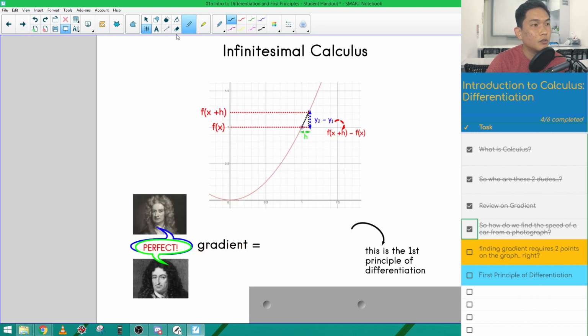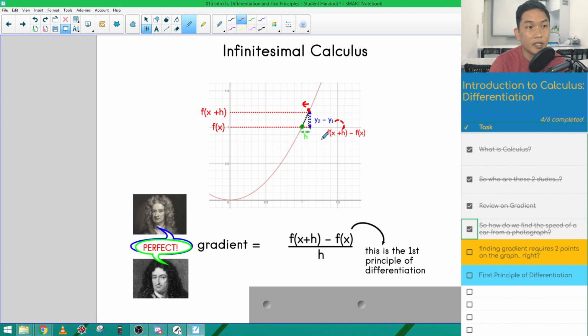So both of them agree that we can find the gradient as long as we follow this, rise over run. But do you remember something? The gradient is only accurate if we bring the two points closer and closer to each other, the green and the red point. Sorry, let me color it again. I need to bring the red point closer and closer to the green point.